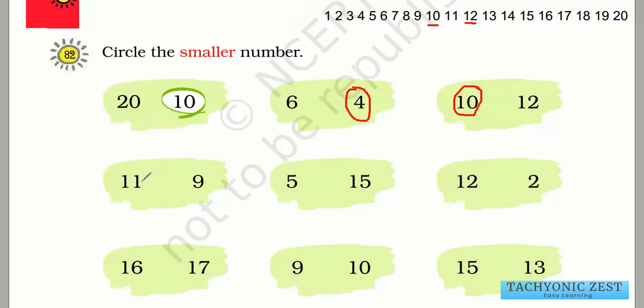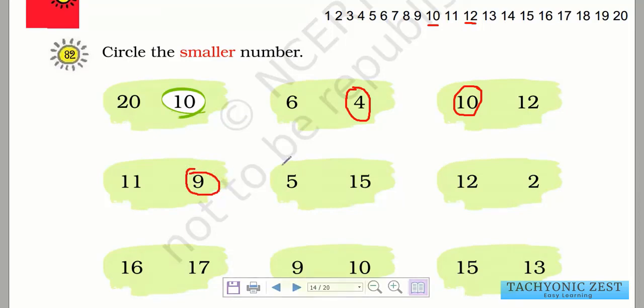Next is 11 and 9. Let us count again. 1, 2, 3, 4, 5, 6, 7, 8, 9, 10, 11. Now 9 came before 11, so 9 is the smaller number. Okay, 5 and 15 I leave to you as homework, please do it.